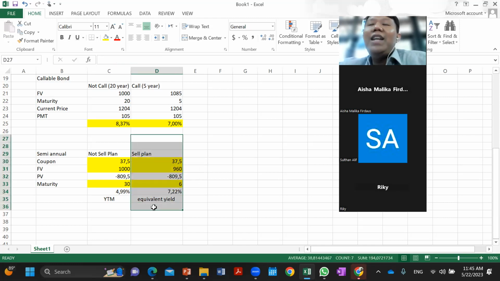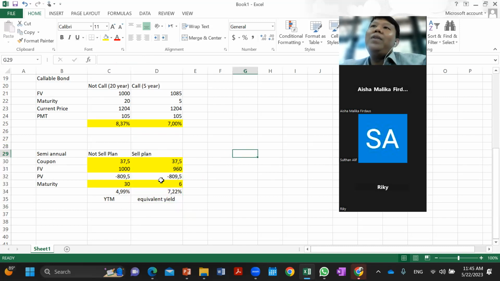So in this case, I will sell the bond in 3 years because I'm expecting that the bond price will increase to $960. The current price is 809. So I'll just hold it 3 years, I will receive the coupon in 3 years, and I will receive the yield of 7.22%. Of course, this is a semi-annual yield.